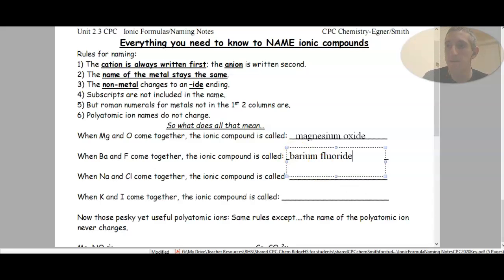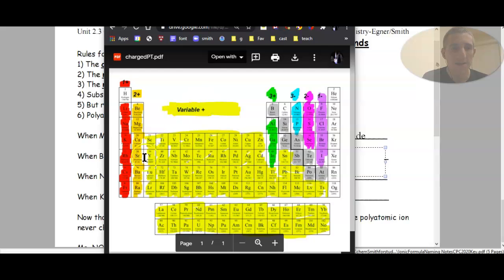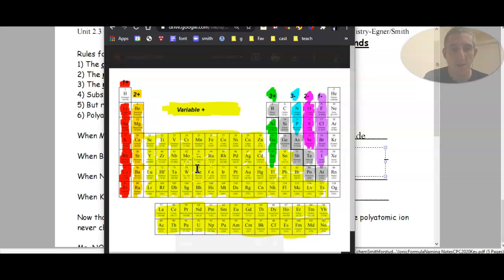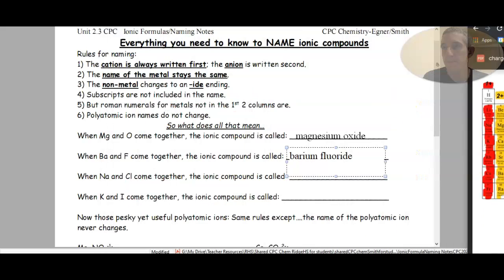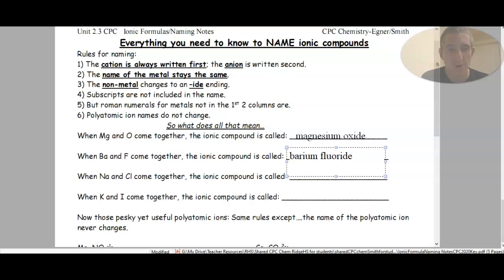Again, barium is in the second column, so I don't need a Roman numeral. Fluorine is always -1, or 1-. So again, there's no Roman numeral necessary. It's all the uncertain metals where we need the Roman numerals, and barium is a certain +2.